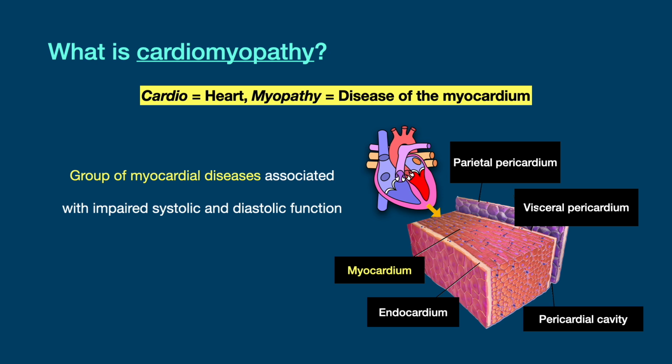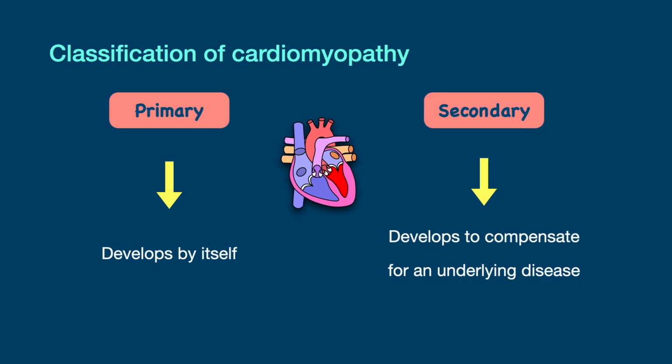As the name indicates, cardiomyopathy refers to a group of myocardial diseases which describe a variety of issues that result from disease of the myocardium. Cardiomyopathies are largely classified into primary and secondary types. Primary cardiomyopathies are the diseases of the myocardium that develop by themselves, and secondary cardiomyopathies develop to compensate for an underlying disease such as hypertension or valvular heart disease.